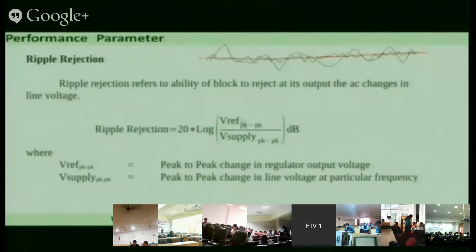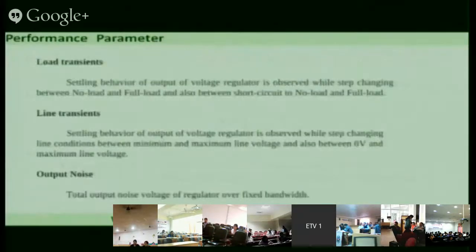Okay, so we will see, if there is a ripple in the supply, how much of that ripple is transferred to the output voltage. So you divide these two and you take 20 log, so it will come in decibels. So this is the ripple rejection. It will be in decibels, and we would like the ripple to be minimum.